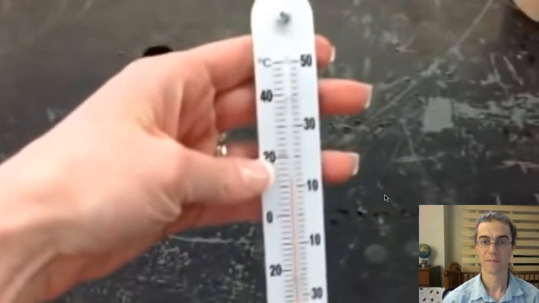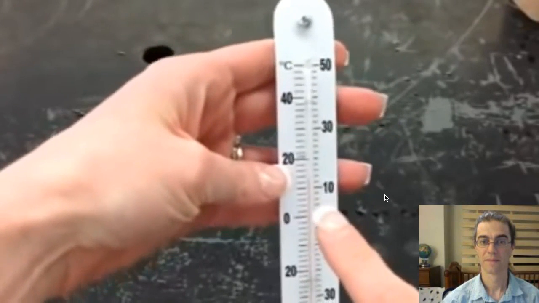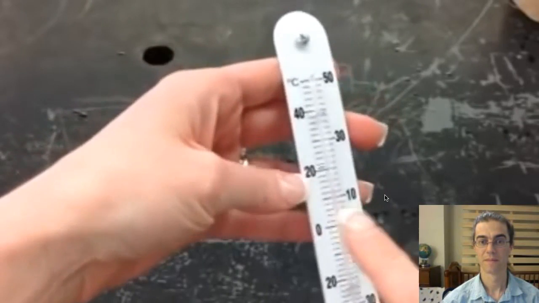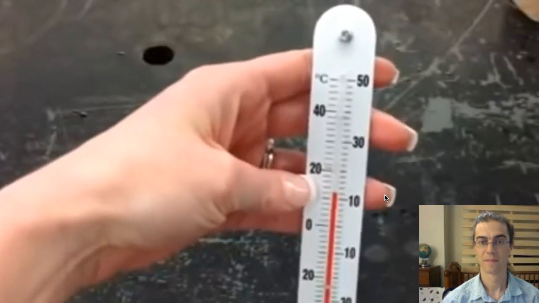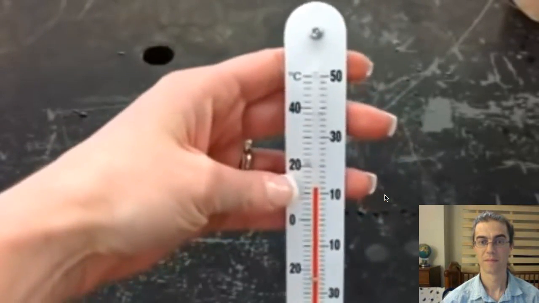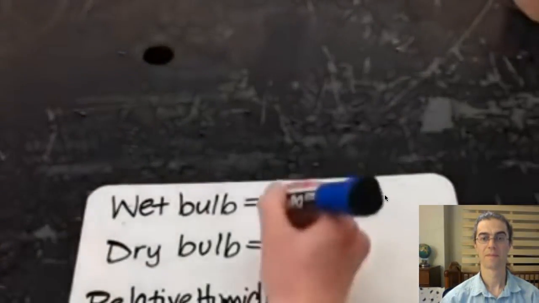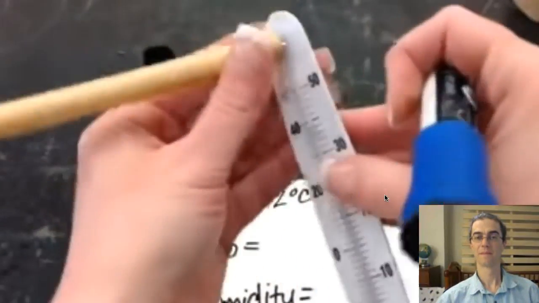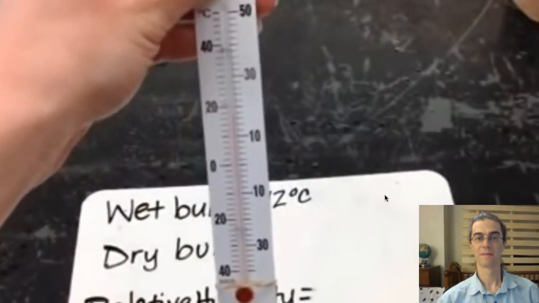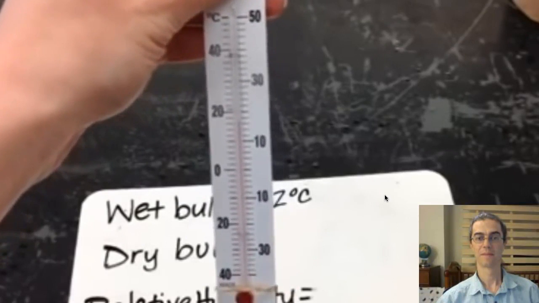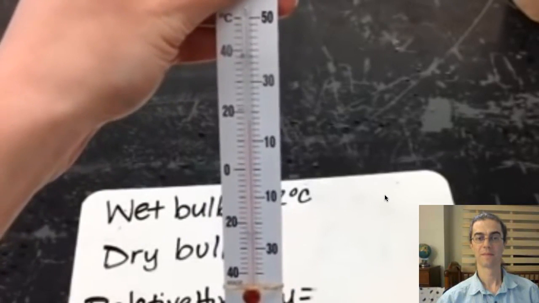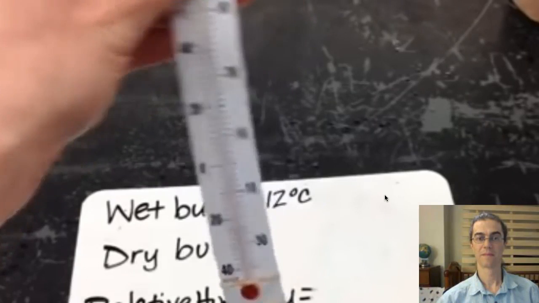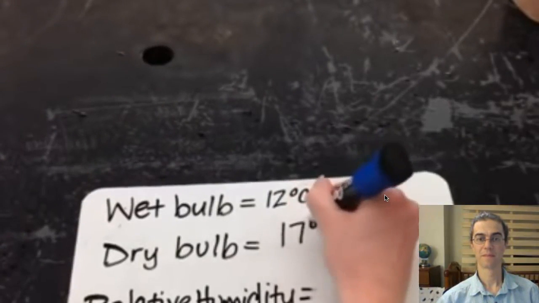So this is my wet bulb. I want to get my temperature. If I read here, this is in Celsius. So this would be about, looks like it's above the 12 there, but it's about 12 degrees Celsius. So I'm going to record this on my board. So our wet bulb temperature is 12 degrees Celsius. And my dry bulb temperature, the thermometer that doesn't have the wet gauze on it, is in between 16 and 18 there, so we'll go with 17 degrees Celsius.